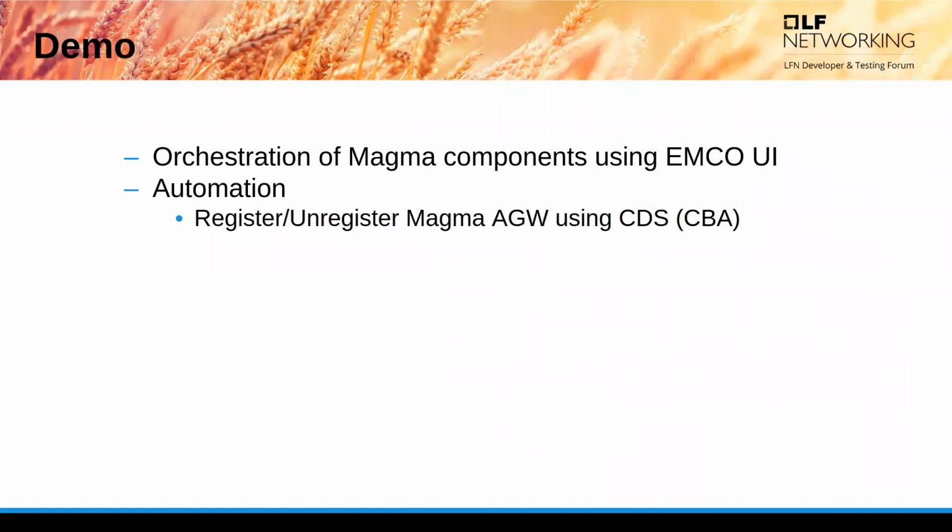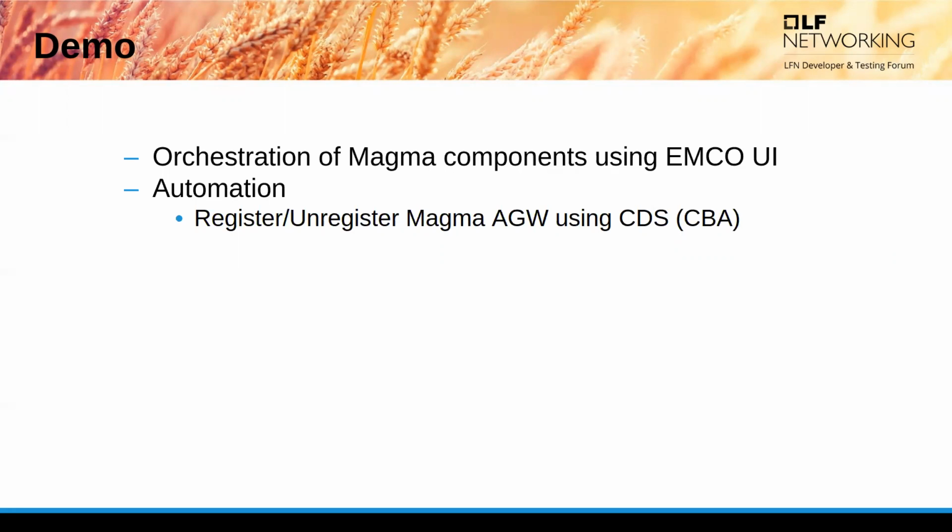In the demo, just to set the expectation correctly, we're going to do an orchestration of Magma components using the EMCO GUI. And then we do the automation where we'll demonstrate a get operation, then unregister an access gateway, and then register an access gateway. All 3 events we're going to demonstrate.